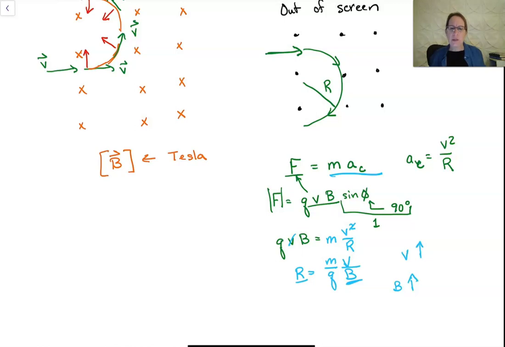One of the really good things this allows us to do is find the charge over mass ratio for particles. So this is a way that we separate particles by mass, and it's the basis of a lot of mass spectrometry.